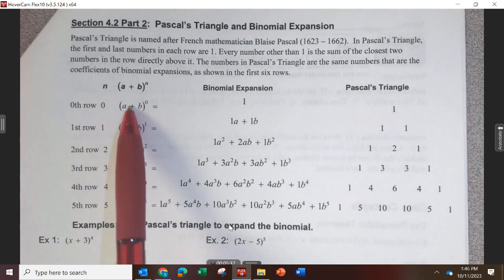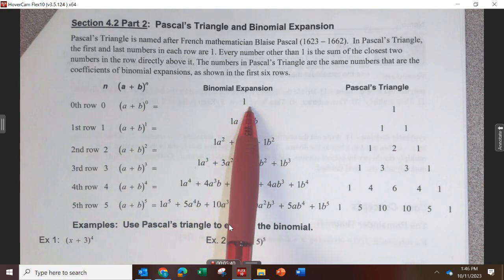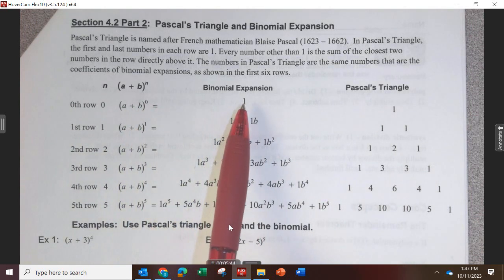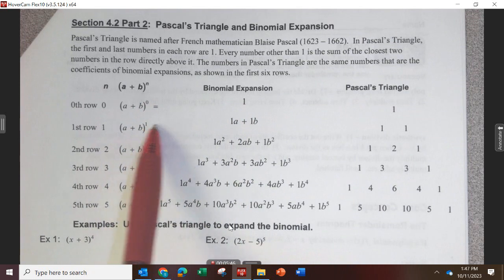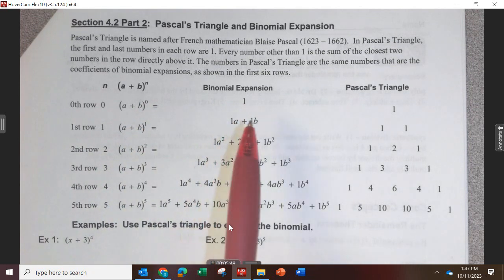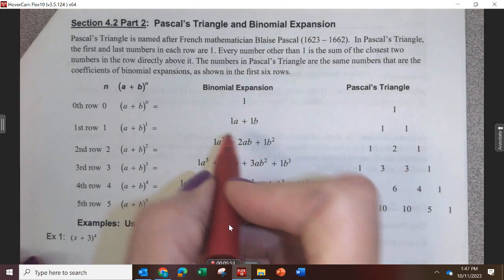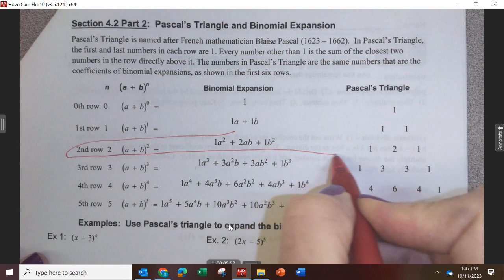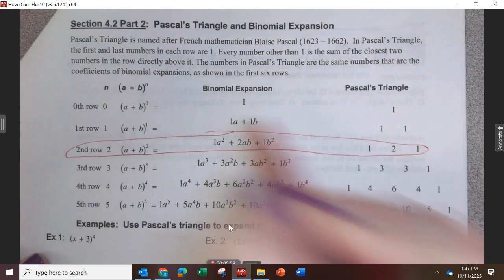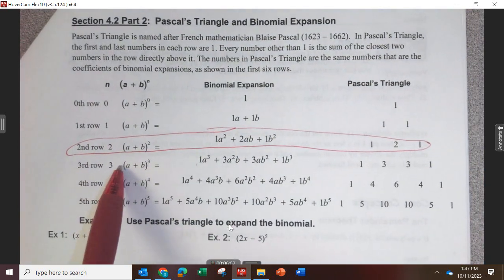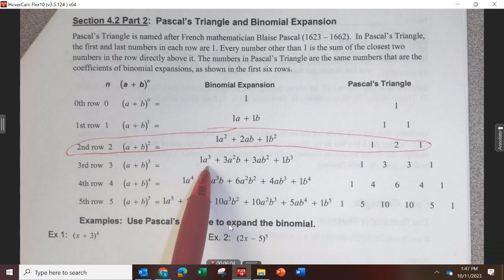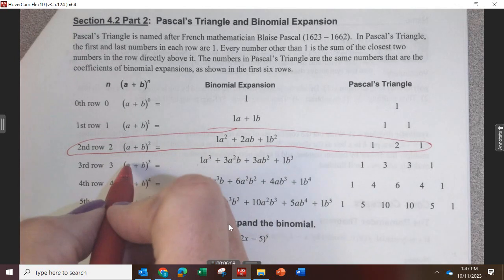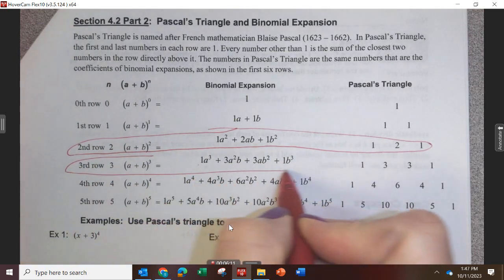So he noticed that anything to the 0 power is always just 1. That's something you have to know. A plus b to the 0 power is just 1. A plus b to the first is just a plus b. A plus b to the second ends up being this. These don't line up perfectly, but they're close. And then a plus b to the third, remember we just did this in the warm-ups? This is what it ended up being. So he noticed all of these rules here.